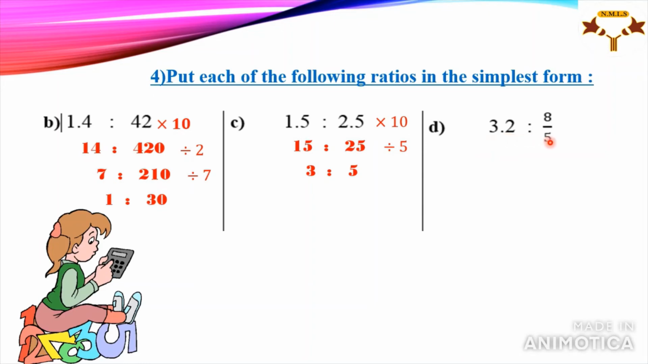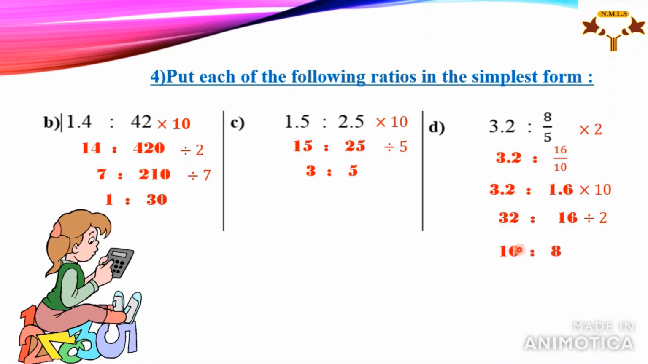Simplest form. Number D, 3.2 to 8 over 5. I will convert this number into a decimal by multiplying the denominator and numerator by 2. So 16 over 10, and 16 over 10 is 1.6. So here the ratio is 3.2 to 1.6, multiplied by 10, both terms. So the ratio is 32 to 16.